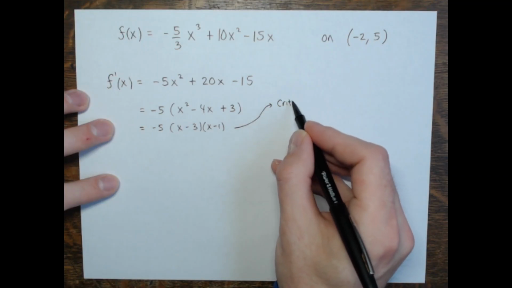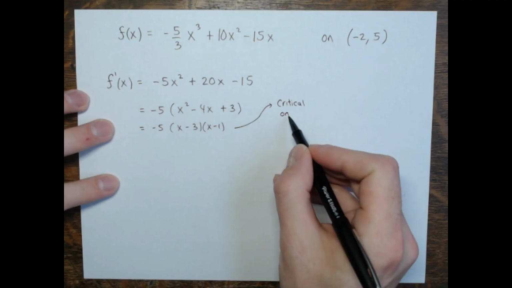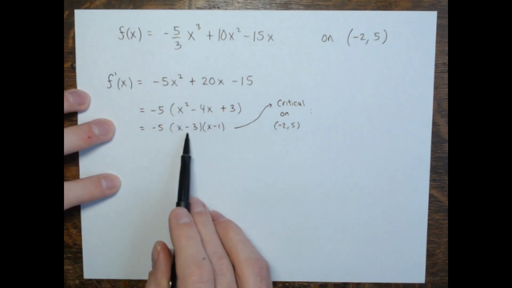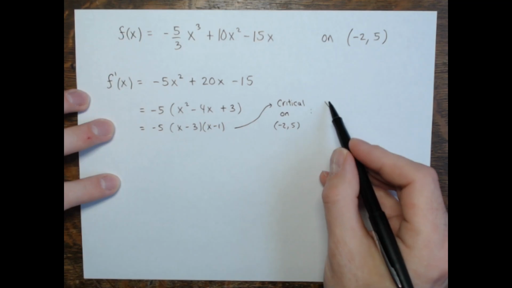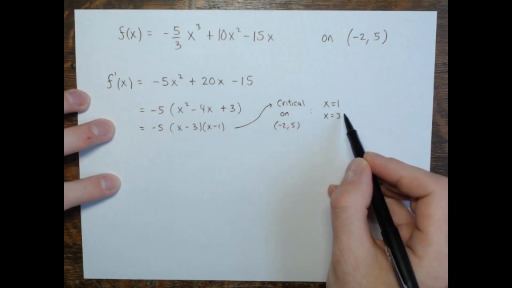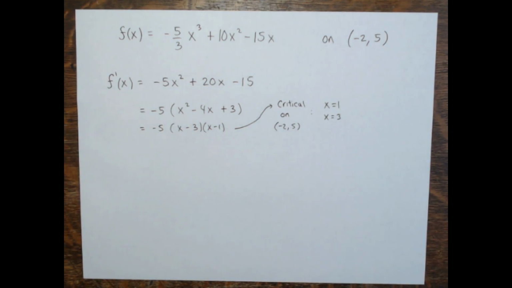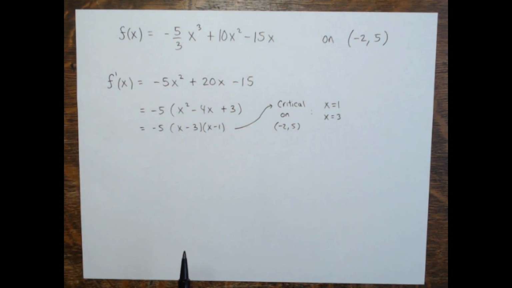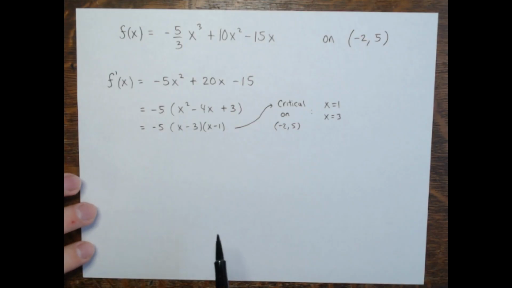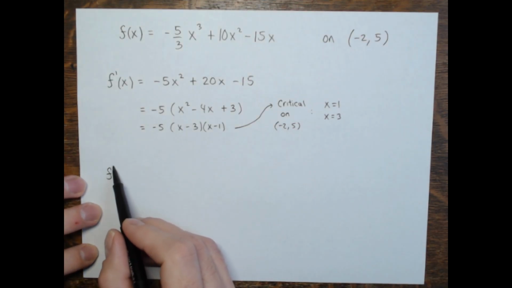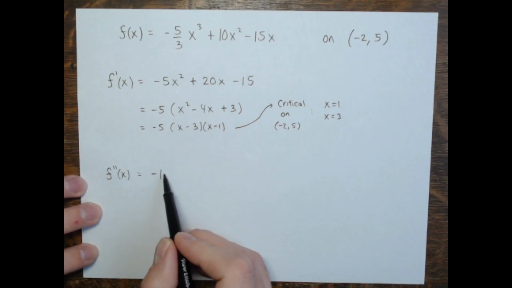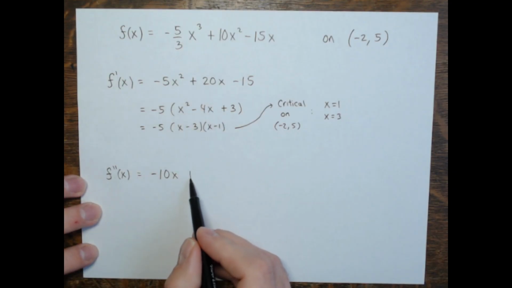All right, so my critical values, and the only ones I want are in the interval from negative 2 to 5, are positive 3 and positive 1. Well, both of those are: x equals 1 and x equals 3 are both between negative 2 and 5. Then they want us to use the second derivative test to state where the tops of hills and bottoms of valleys are. So I go to the second derivative, and that would just be negative 10x plus 20.